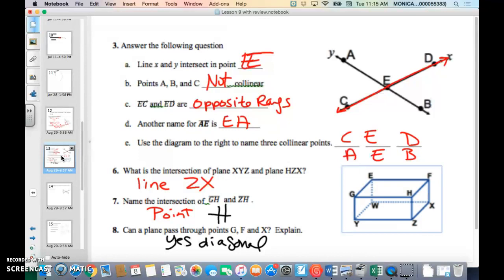So the question is GFX, so G to F to X. And then it would come over here to Y. So you could cut this diagonally like that, and that would be another plane running through that shape.